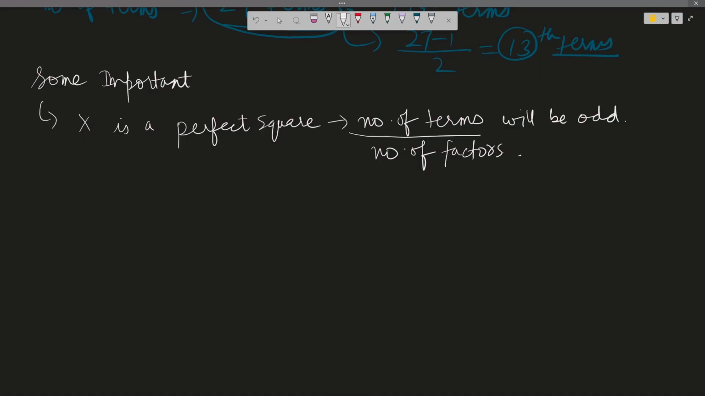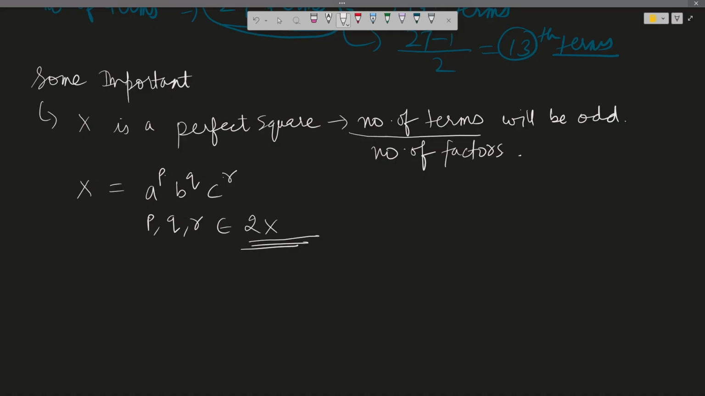The simple reason is that when I'm talking about x being a perfect square, I'm writing it as a to the power p, b to the power q, and c to the power r. P, q, and r will definitely be multiples of 2, because if it is a perfect square, then the 2 has to get cancelled by the half, or the square root of that number.